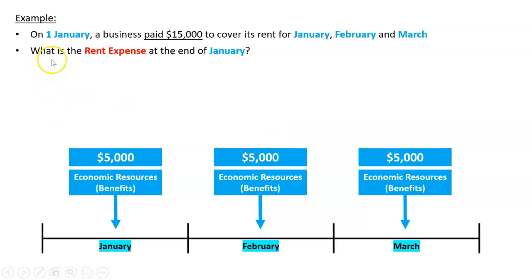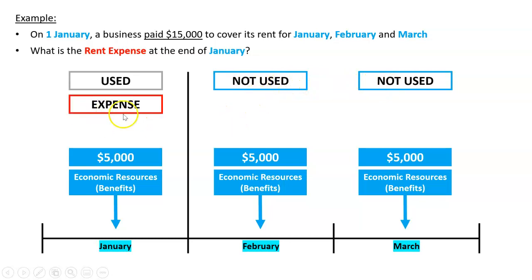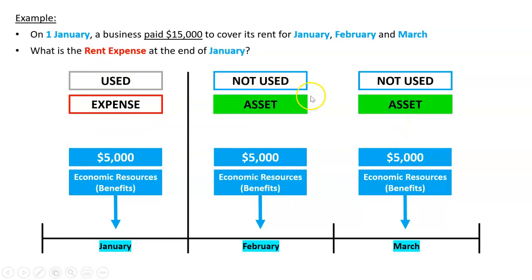The question now is, though, what is the rent expense at the end of January? And it all comes down to usage. So if we drew a little line in the sand here and said, well, what's the expense? All we ever need to ask is what's been used. In this case, we've used that rent. That's gone. But this bit is not used. So in the future, we're going to get an economic benefit, but we haven't used it yet. So that basically means that this bit's an expense, gone, consumed, used up. But in the future, I will be able to use the rent here and the rent here. So I've got an asset of $10,000 for the future.